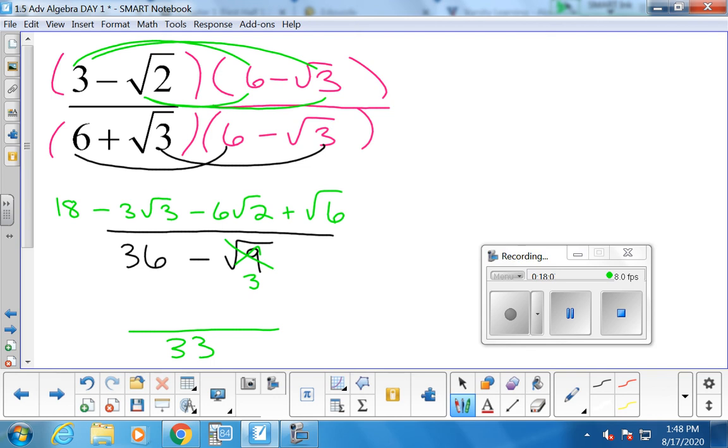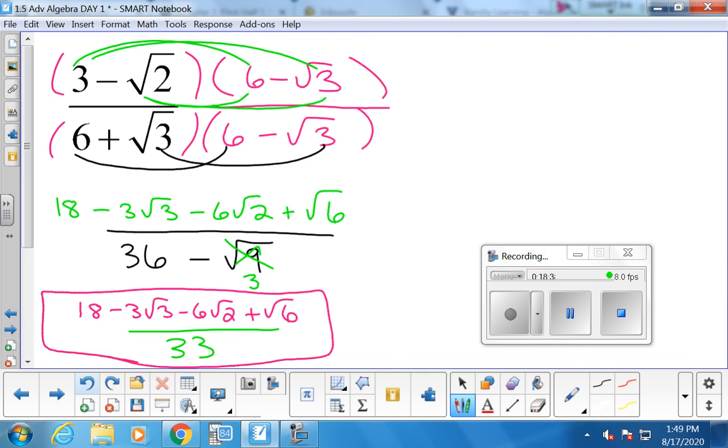My numerator, I was looking at this, to be honest, there's not a ton we can do to clean it up. This radical 6, nope, never mind. I cannot simplify that any because it's just 3 times 2. 3 and 2 are not perfect squares. So I think we just have to keep it all separate. 18 minus 3 radical 3 minus 6 radical 2 plus radical 6. They're not all going to be that messy. Sometimes you'll have things that can combine, but I don't think there's anything to combine there. Our radicals don't match, so we're done.